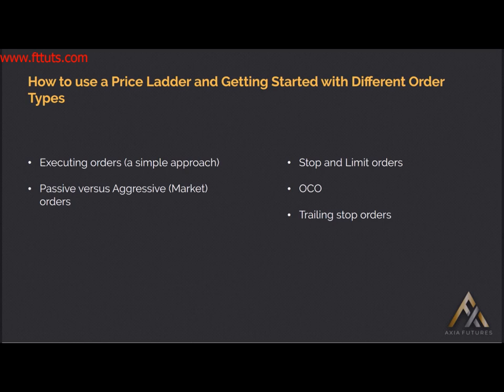Importantly, we're going to be looking at executing orders, a simple approach in the videos, looking at passive versus aggressive market orders. A passive order is normally when you're not going in at market, so you just put an order entry waiting to be filled either on the buy side or on the sell side. We also look at stop and limit orders, and as you enter the trade, where you'll put your stop, at whatever level you want to put a stop, how to actually execute that on the Trading Technologies platform, as well as limit orders.